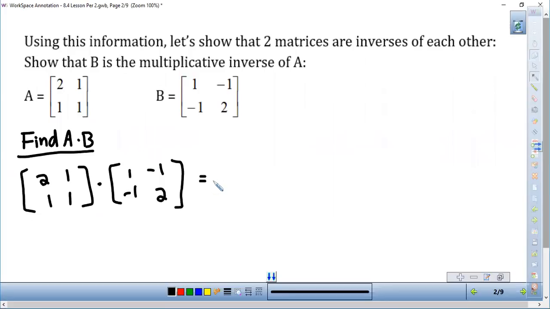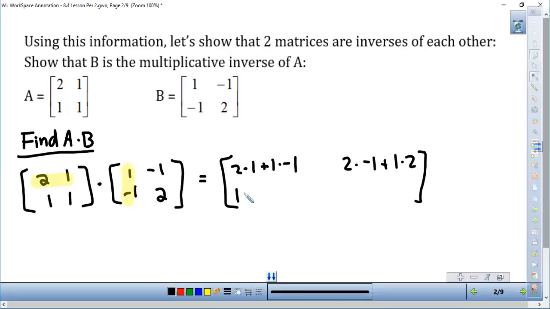Thinking about the row by column multiplication, we'll be looking at the first row with the first column. So we're going to do 2 times 1 plus 1 times -1. Next we'll look at the first row with the second column. That'll be 2 times -1 plus 1 times 2. On the bottom row, we're going to have 1 times 1 plus 1 times -1. And over here, we've got 1 times -1 plus 1 times 2.